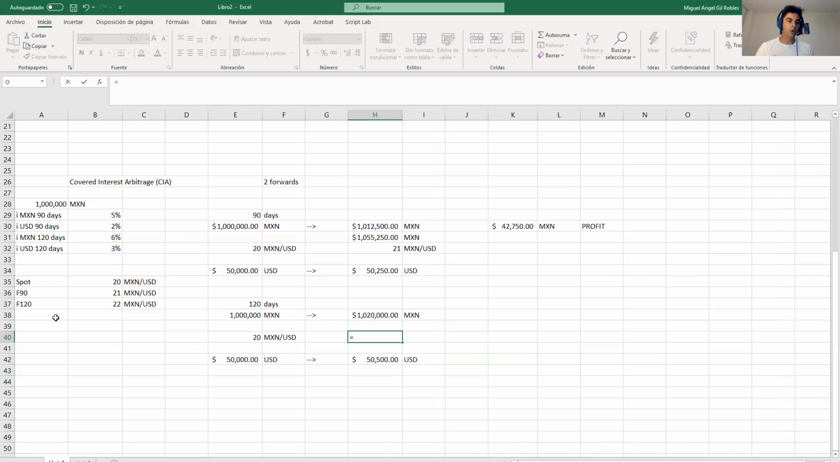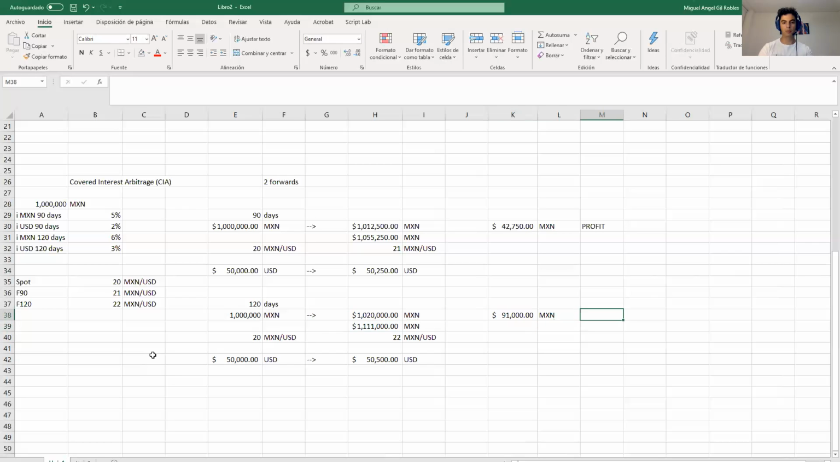So I have to use a forward, but the forward for 120 days, 22. And this is in pesos over dollar. That means that I need to multiply this times this. It gives me some profit too. So I subtract this minus this, and this is the amount of profit that I get. So in the end, this is the very final question about this.